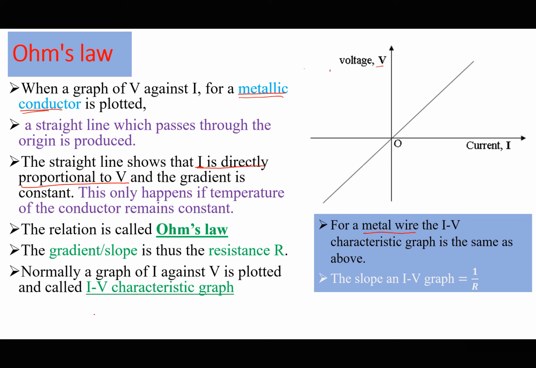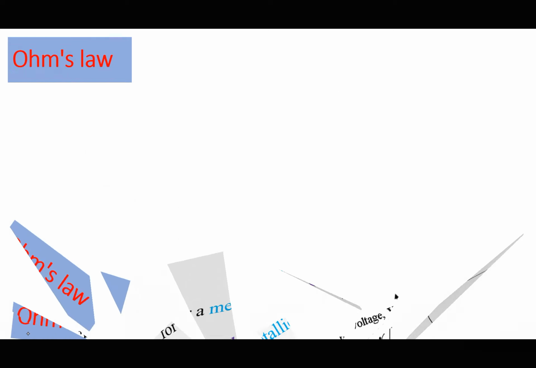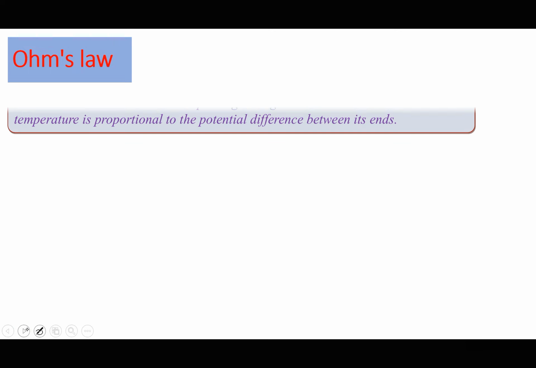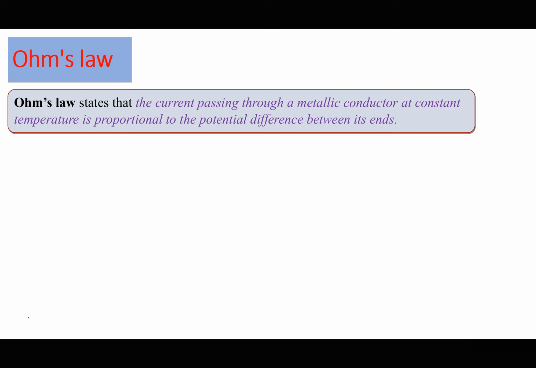So let's talk about Ohm's law in more detail. We have seen in the previous part that the current must be directly proportional to the potential difference, or the PD, across the component, as long as the temperature remains constant. And I said that relationship is actually Ohm's law. So Ohm's law can be stated that the current passing through a metallic conductor at a constant temperature is proportional to the potential difference between its ends. In other words, current is directly proportional to PD at constant temperature.